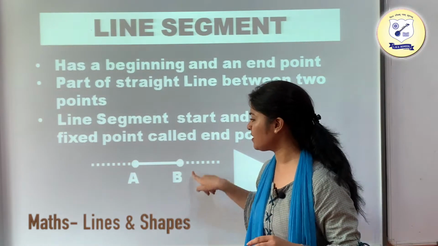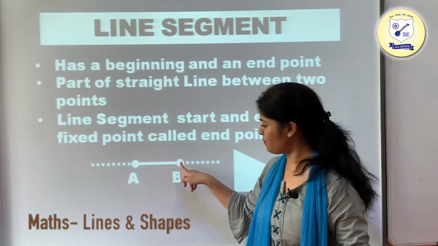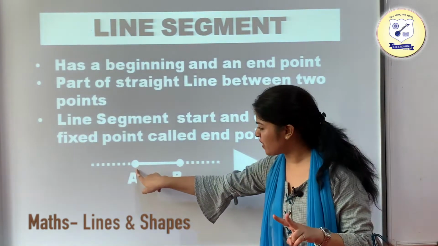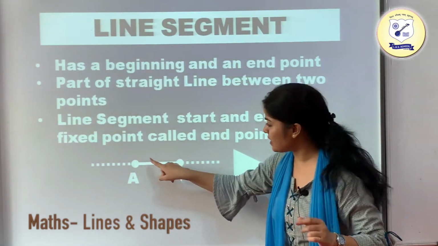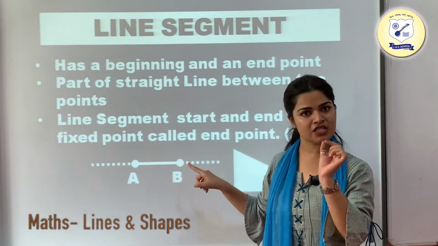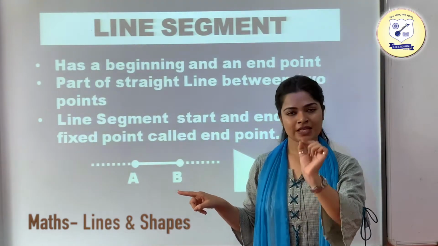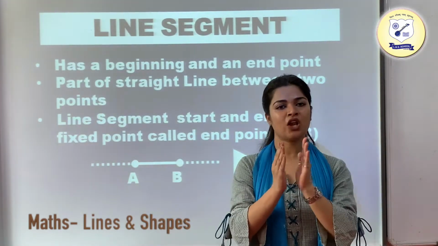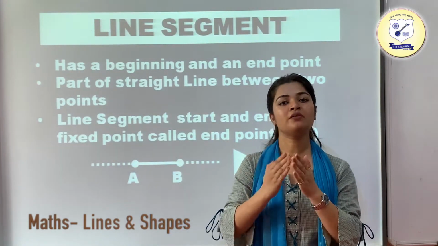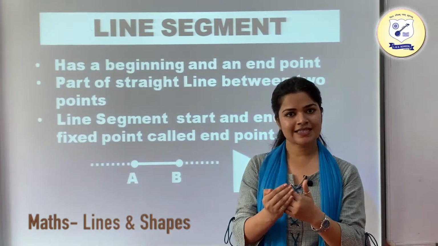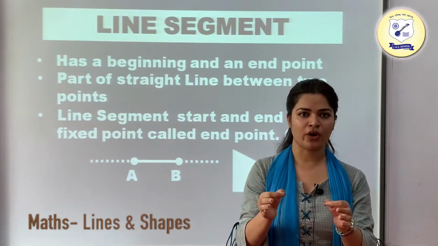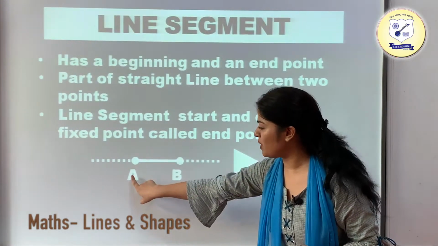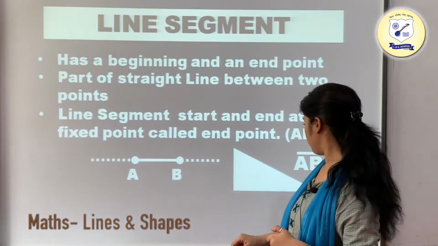Like you can see in this, there are a few dotted lines in both the directions, but since we are having 2 points, this is your beginning point and this is your end point, and the line between these 2 points is known as your line segment. This is a major difference between a line and a line segment: a line can be elongated or drawn in both the directions, but a line segment is drawn between 2 fixed points. So this is your line segment, which is between point A and point B.